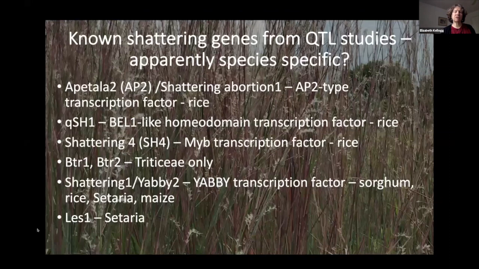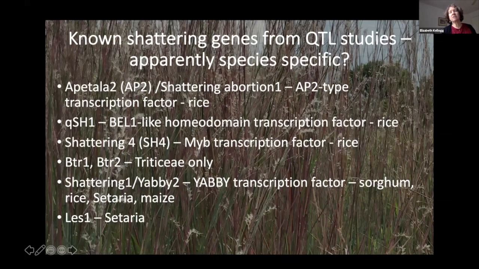What this does is it adds a species-specific gene to the list of genes from other species in other QTL studies. So we've just talked about LES1, and these other ones, again, I'm not going to go through them in detail, but what you'll see is that they're each one, this is a rice one. This seems to be specifically rice. This is rice. These guys are Triticeae only. That's wheat and barley. And only SH1 seems to be in multiple species.